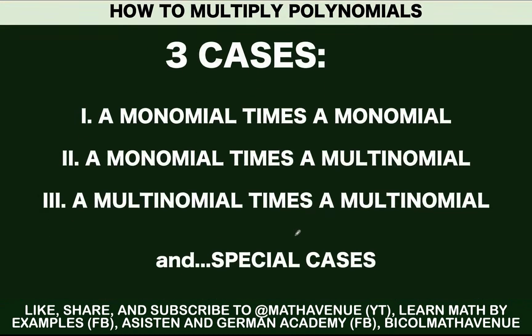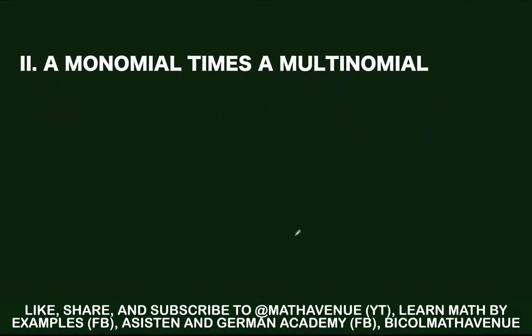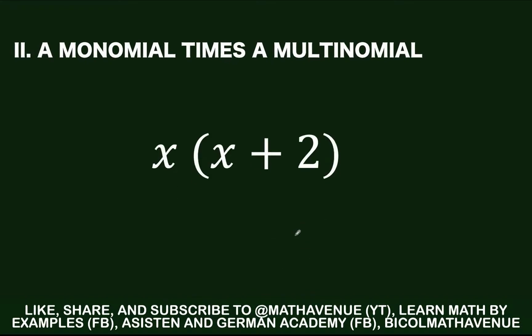Let's go to case number 2. A monomial times a multinomial. Here's an example. x times x plus 2. So the first factor is x. The second factor is x plus 2. This plus sign separates the terms. That means this x is one term and this 2 is another term. The boundary of each term is this plus or minus sign.